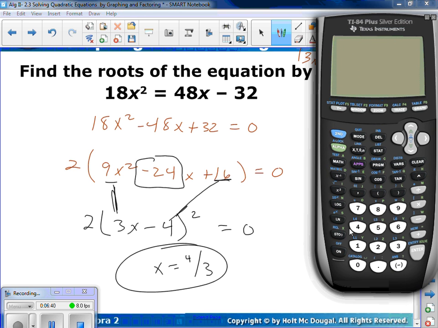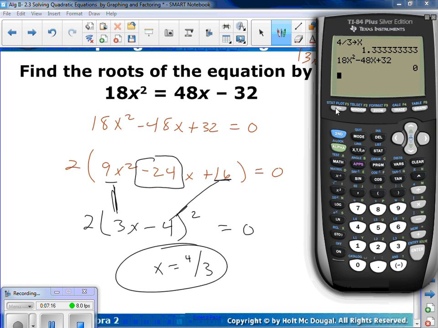If I take this 4/3, I'm going to store it into x. If I use this equation here, 18x squared minus 48x plus 32, I get 0, which is what it should be equal to.